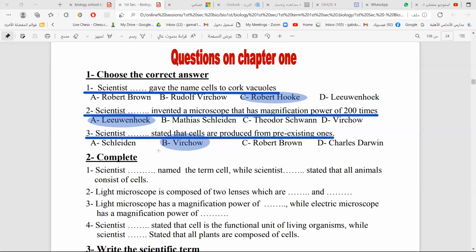Complete. Here we have the name. It doesn't give the name of the cell. We said before, Robert Hooke. State the animal cell, Van Leeuwenhoek.